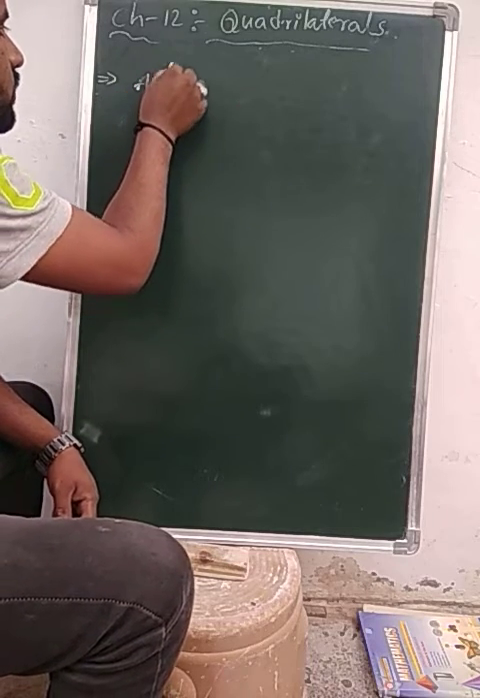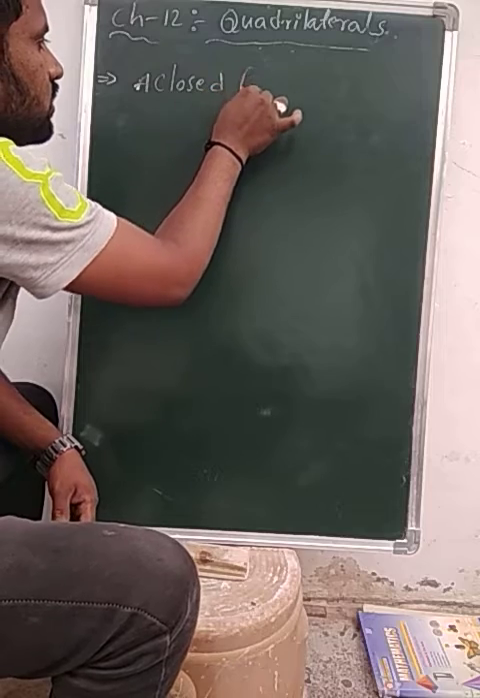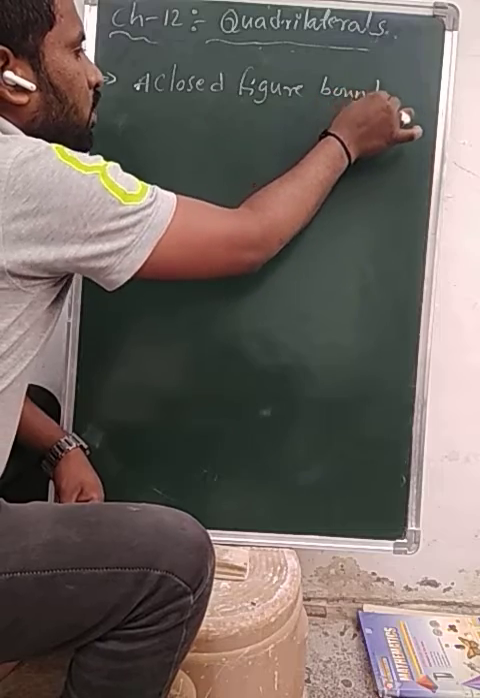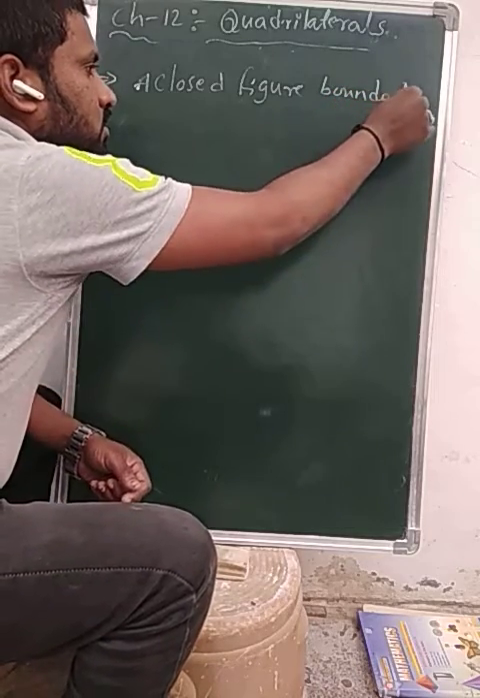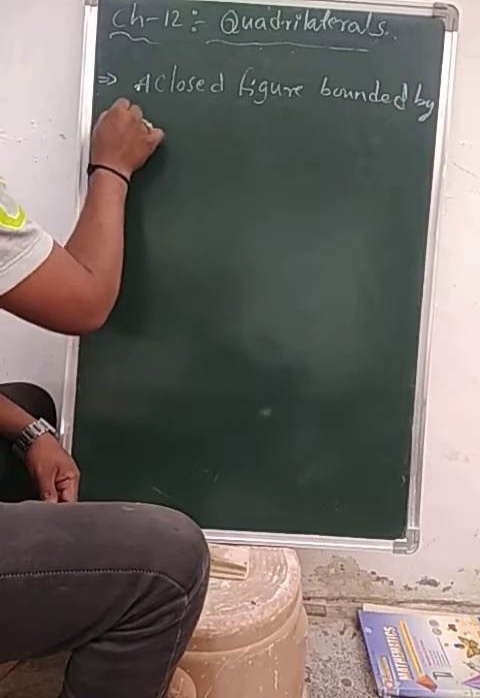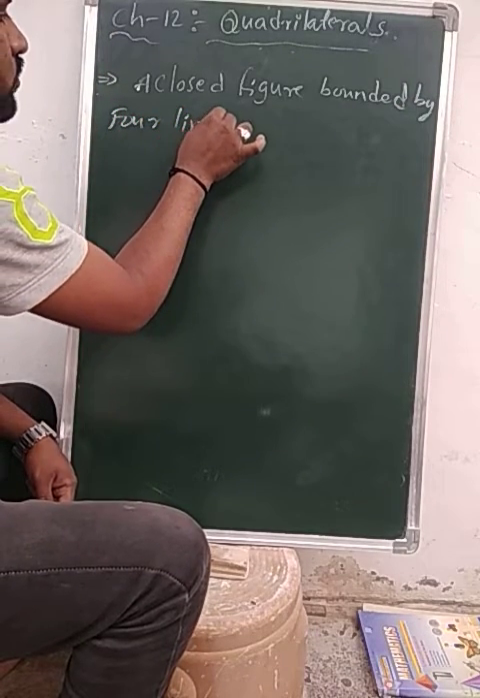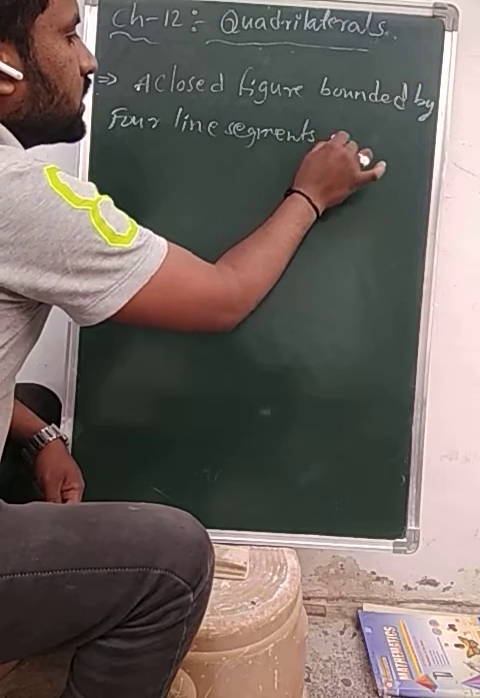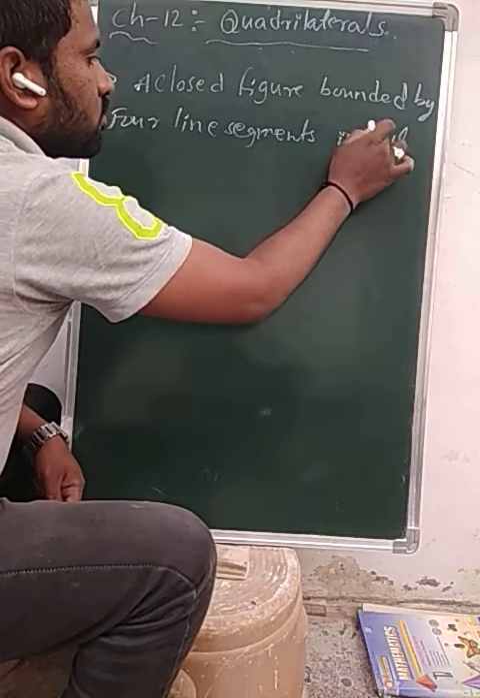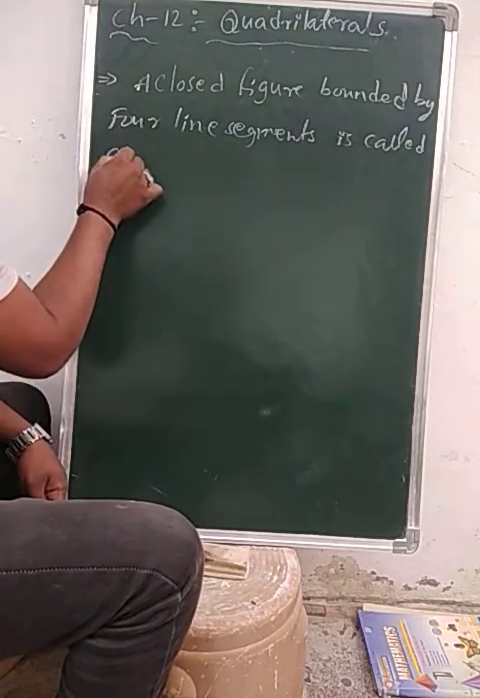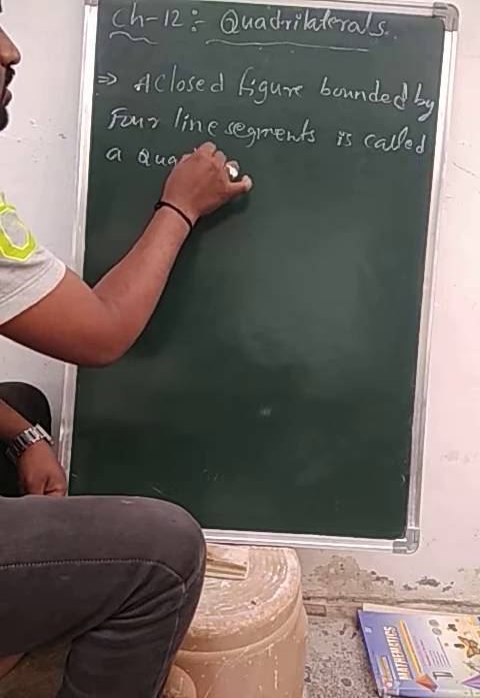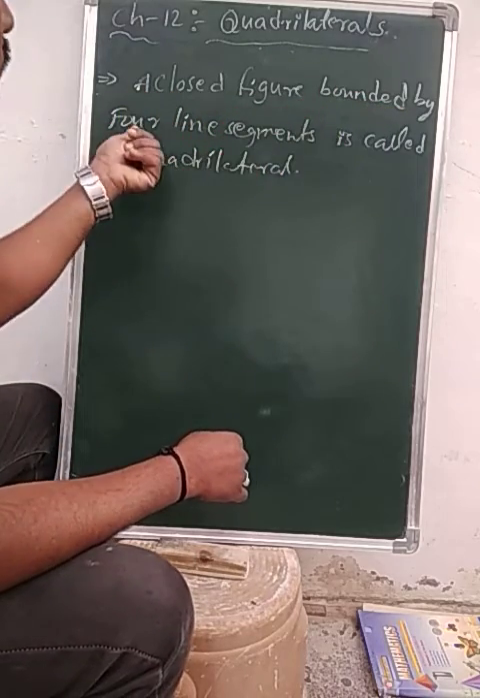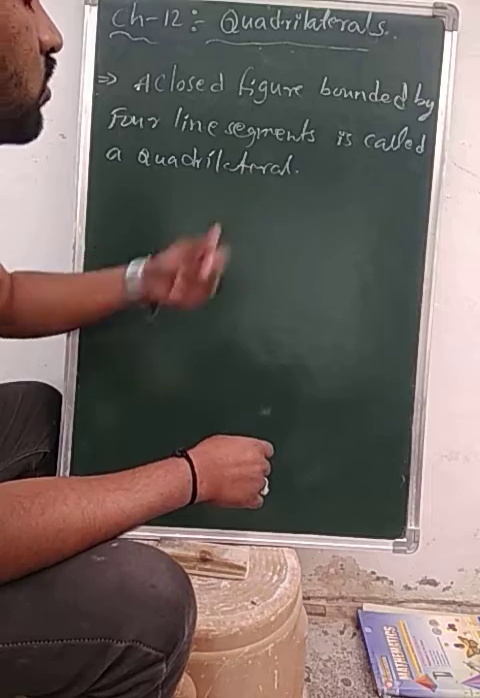Quadrilateral means a closed figure bounded by four line segments is called a quadrilateral. Okay, a closed figure bounded by four line segments is called a quadrilateral.